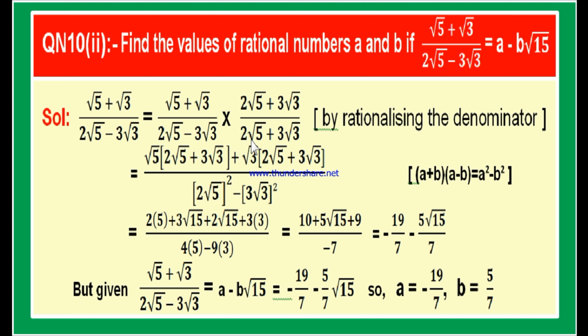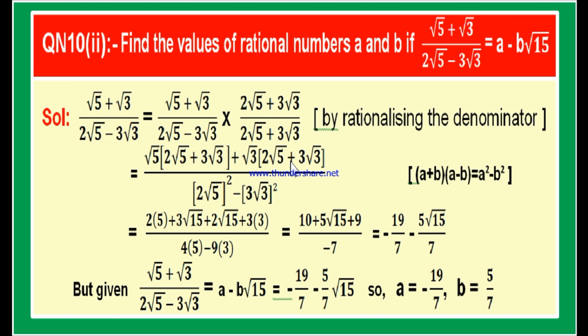now if you observe both the denominators, here you can find minus, here you can find plus. These values are same. Therefore, it is in the form (A − B)(A + B). We know that (A − B)(A + B) is A² − B². Therefore, if you apply this formula here, then this is (2√5)² − (3√3)². Now, let us simplify the numerator.